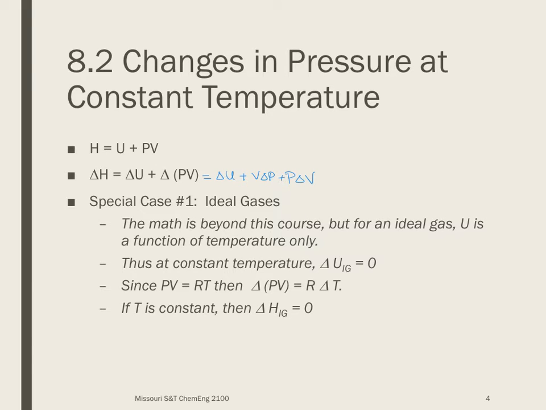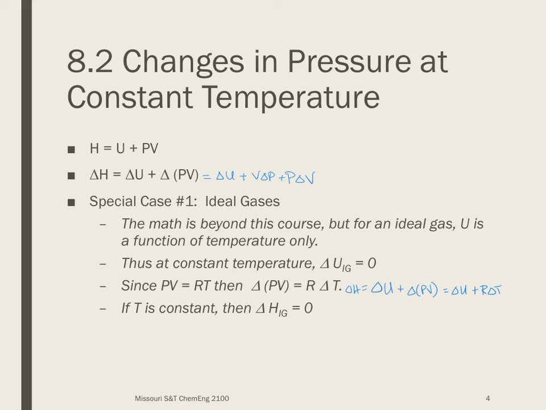I also have PV equals RT for an ideal gas. Now that's the specific volume. And so if I want to know what the change in PV is, it's going to be the change in RT. R is the ideal gas constant. The word constant means I can bring that out of the derivative or the delta. And so delta PV is R delta T. That means that delta U plus delta PV is equal to delta U plus R delta T. And all of this is delta H.